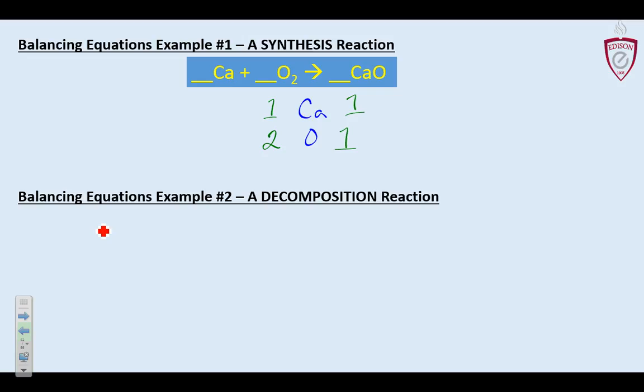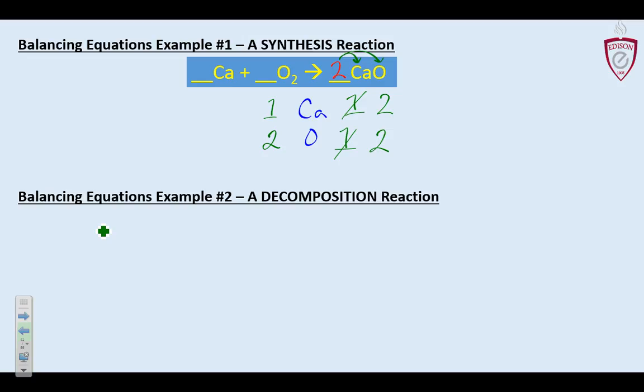So put a 2 up there, and now you distribute. Now this is what we talk about as reevaluating, because now you've made a change. You've got to recount everything on the right-hand side. On the right-hand side, I no longer have 1 calcium because I'm distributing this. Now I have 2 calciums and 2 oxygens.